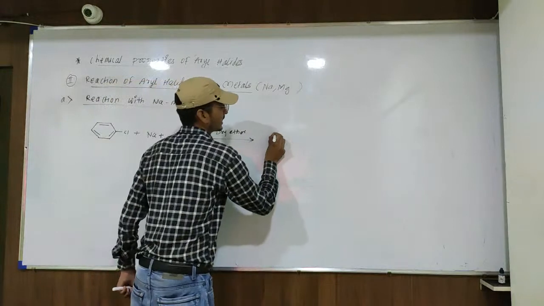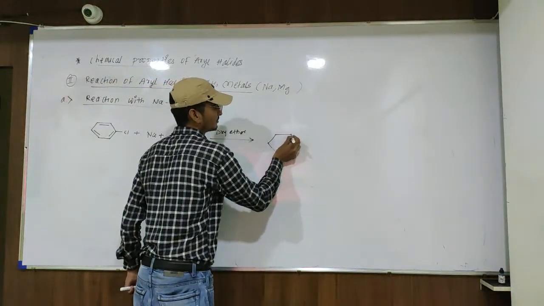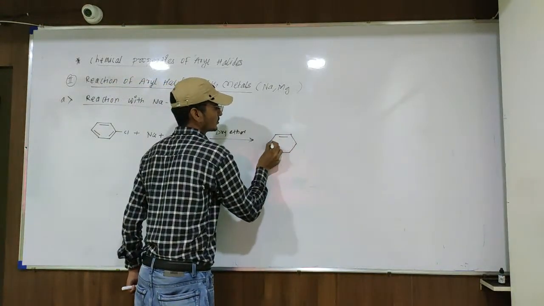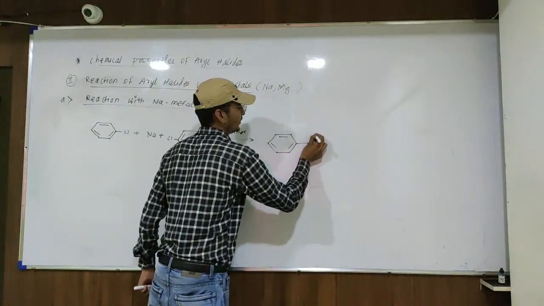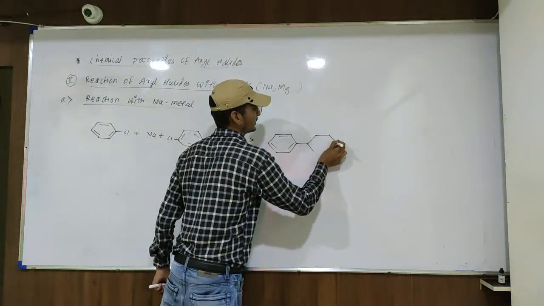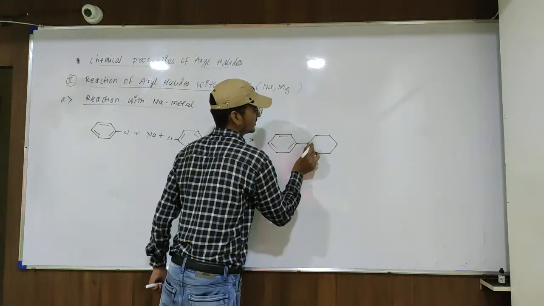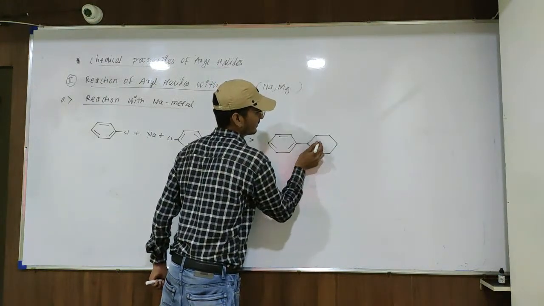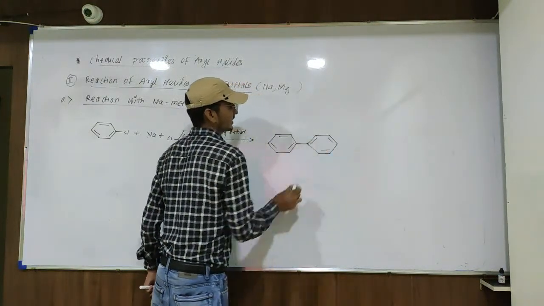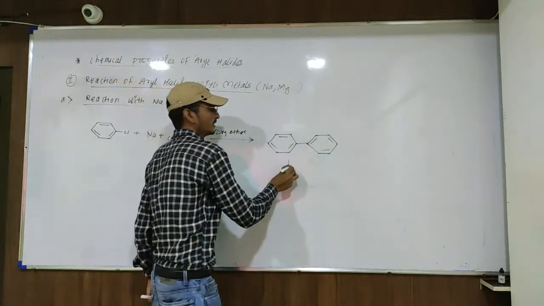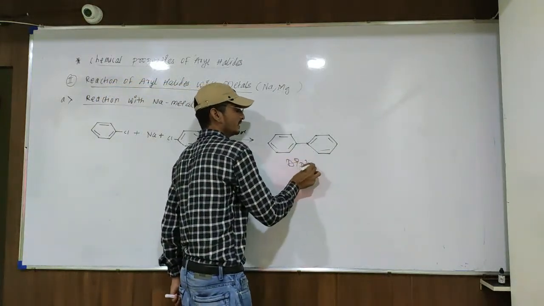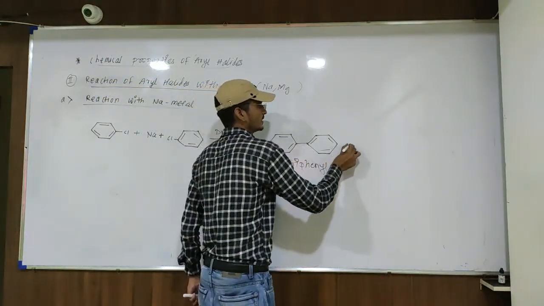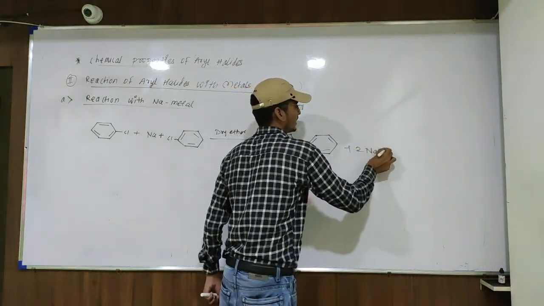So here you will get the diphenyl, the diaryl compound. One phenyl is fused with the other phenyl. That's why such a reaction is nothing but the Fittig reaction. So such a reaction is called the Fittig reaction, and you will get the diphenyl diaryl compound. And there is a byproduct, two times NaCl.